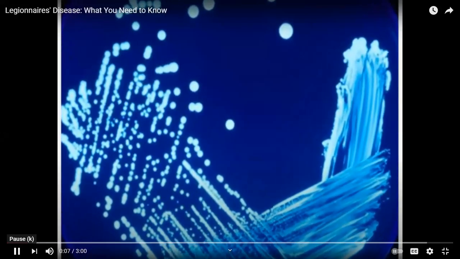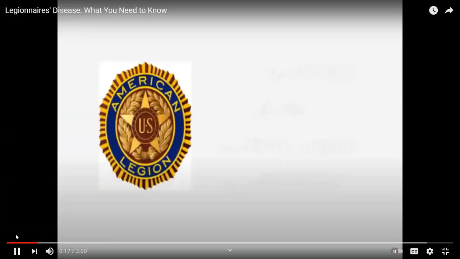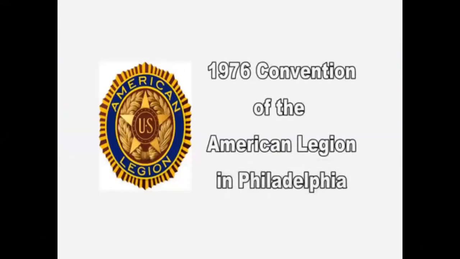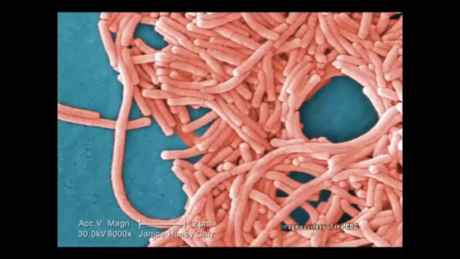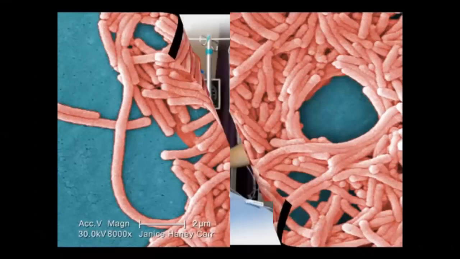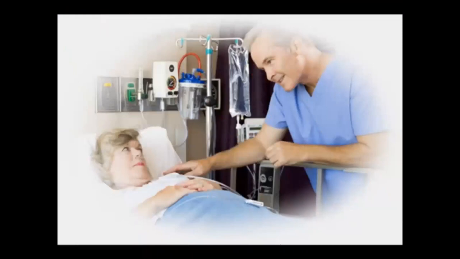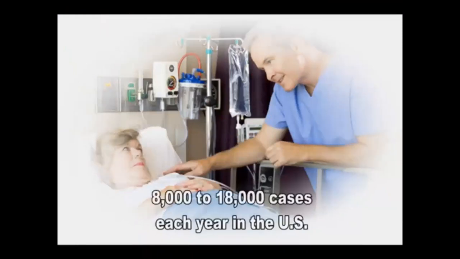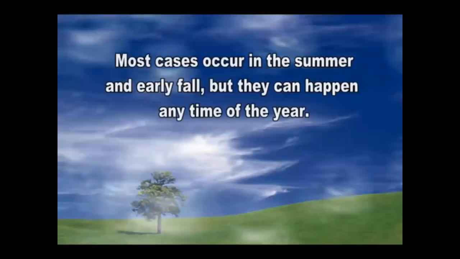Legionnaire's disease is caused by a type of bacteria called Legionella. The bacteria got its name in 1976 when people at a Philadelphia convention of the American Legion suffered from an outbreak of the disease. Although this type of bacteria was around before 1976, more illness from Legionnaire's disease is being detected now. Each year, between 8,000 and 18,000 people are hospitalized with Legionnaire's disease in the U.S. However, many infections are not diagnosed or reported, so this number may be higher. More illness is usually found in the summer and early fall, but can happen any time of the year.